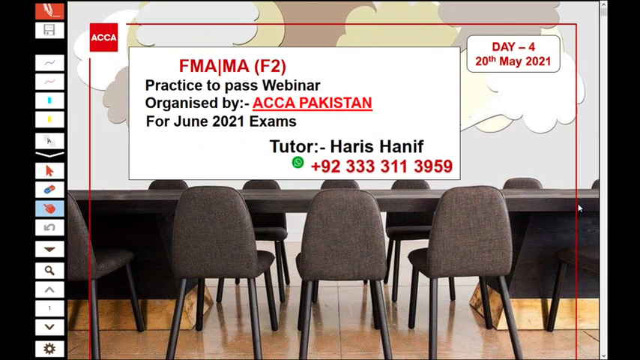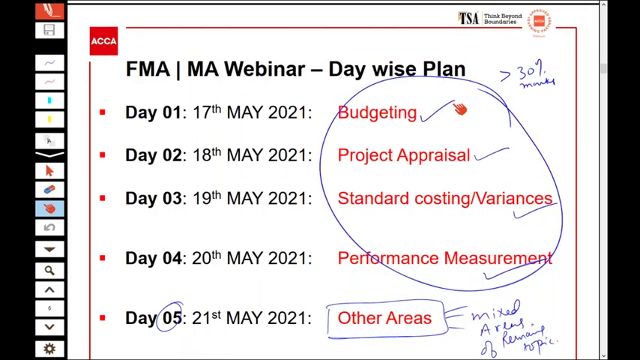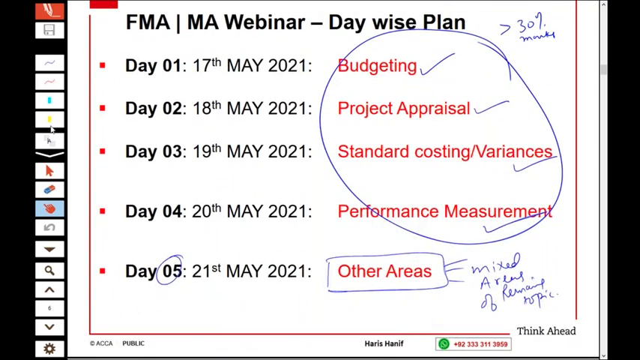Okay, that's good. That's great. So this is day 4, and today's agenda is performance measurement. This was my day-wise plan. We had covered budgeting, project appraisal, and standard costing and variances yesterday, and today, day 4, 20th May, the agenda is performance measurement.